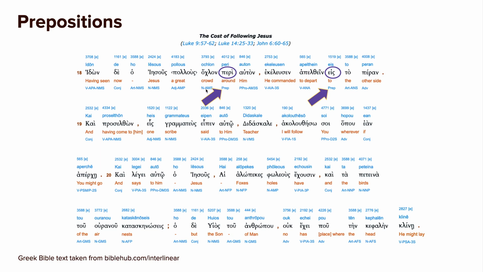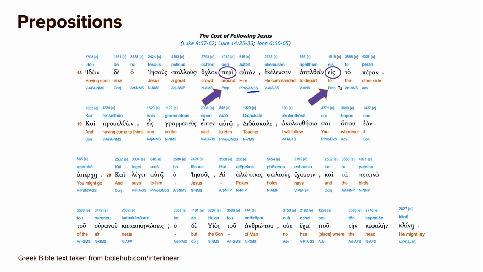And in these verses, we only see two. We see περί, which means around, and then it's followed by accusative in this form, meaning around him. We'll see that περί can also mean concerning, and in that case, it would be followed by the genitive. Here we have the accusative masculine, third person singular, personal pronoun, αὐτόν, περὶ αὐτόν. And then he commanded them to depart.